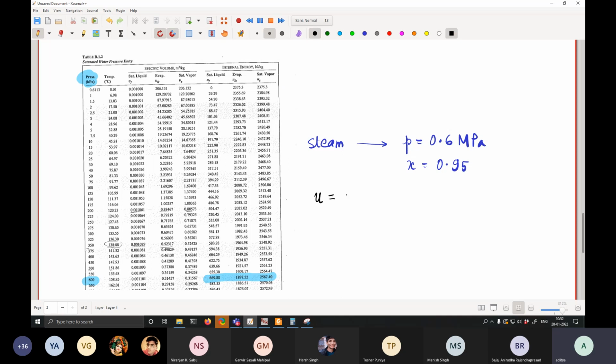So how much will be the specific internal energy? U will be UF plus 0.95 UFG, which is 669.88 plus 0.95 times UFG. So this is the UFG entry. UFG over here is 1897.52. So what does this come out to be?